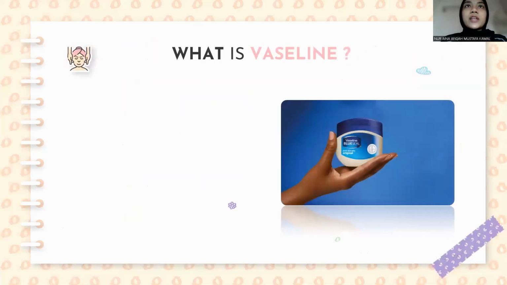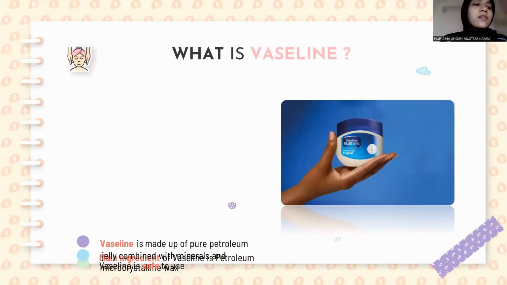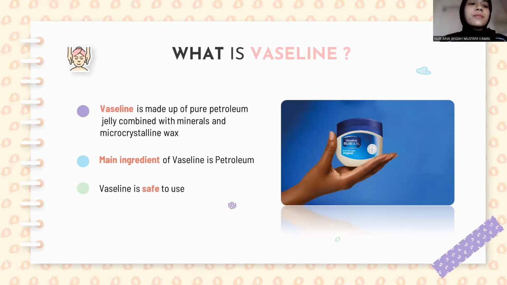So as you can see, what is Vaseline? Vaseline is a famous petroleum jelly product. It's a mixture of mineral and wax, which can make the skin smoother. Petroleum is the main ingredient of Vaseline. You may be familiar with other petroleum byproducts such as kerosene and gasoline.